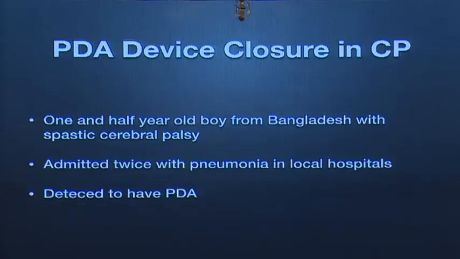This is a 1.5-year-old boy from Bangladesh with a spastic cerebral palsy who was admitted twice there with pneumonia. We know that there are many causes of pneumonia in cerebral palsy, but definitely a PDA which increases the blood flow in the lungs will cause more problems in such a scenario. So at least we can treat the PDA and we can give the child a better life.